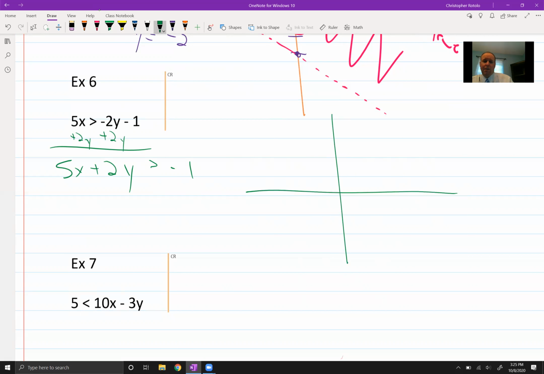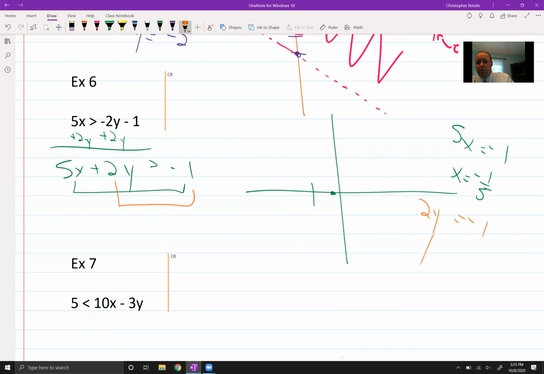All right, so now you're saying, yeah, but look at this. I've got to do 5x equals negative 1. Okay, x is negative 1/5. Here's 1, here's 1/5, or close to it. Okay, and look at this one. 2y equals negative 1, so y equals negative 1/2. About halfway. That's not too bad.